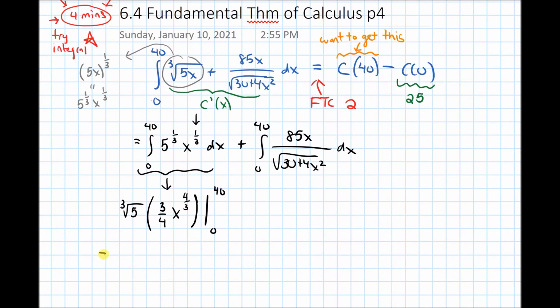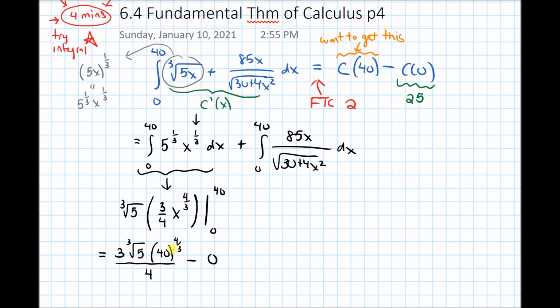If we plug in 40 into this, we are going to get, let me put the 3 in front, and then cube root of 5. And then plugging in 40, we'll have 40 to the 4/3 over 4. That's what you get if you plug in 40. And if you plug 0 into this, 0 to the 4/3 power is just 0. So we'll get minus, and plugging in 0, we'll just get 0.